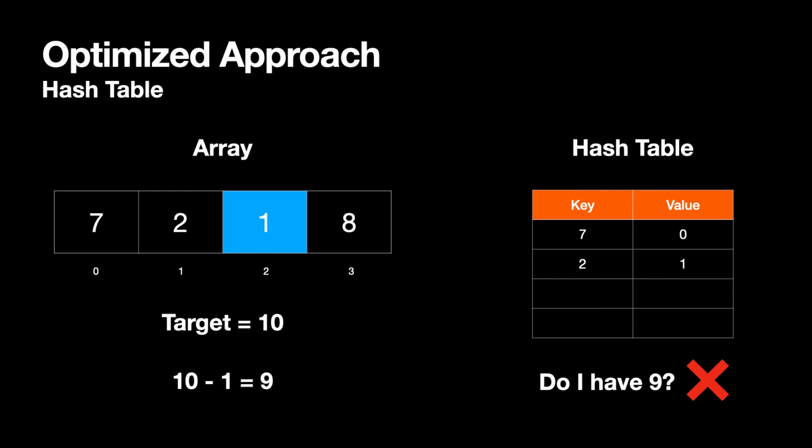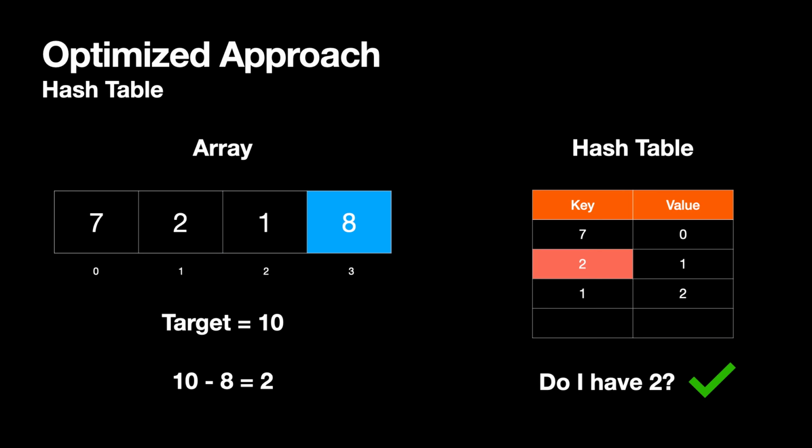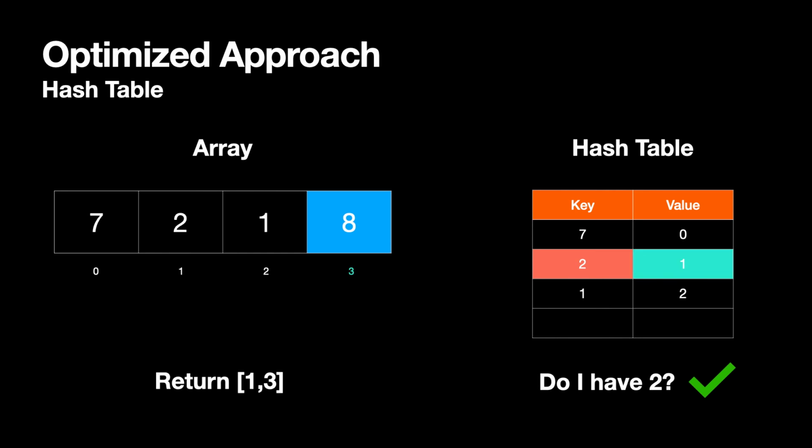In the next step, we'll take 1 and look for a 9 in our table. Our table, yet again, does not contain the value we are looking for, and so we'll add the 1, 2 pair to our table. Finally, we'll take 8 and perform a lookup for its complement 2. Awesome! Our hash table contains a key equal to 2, and so we can return 1 and 3, the index at which we encountered the value 2, and our current index value, respectively.